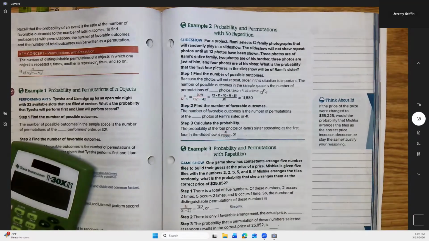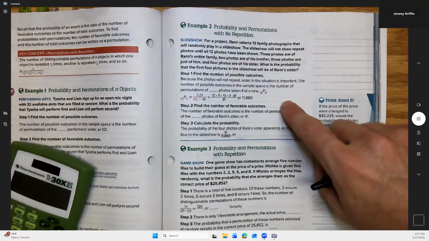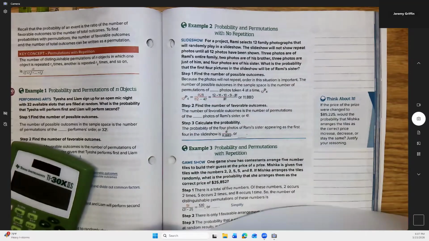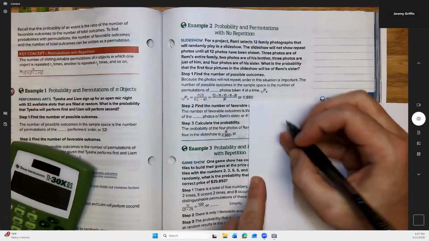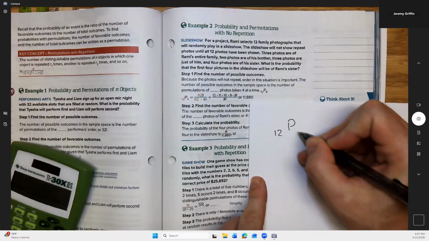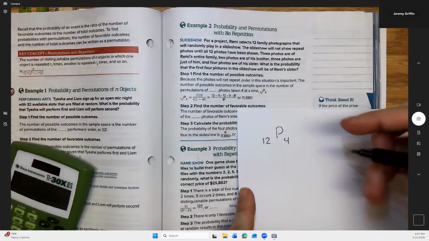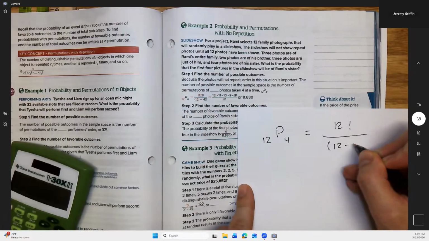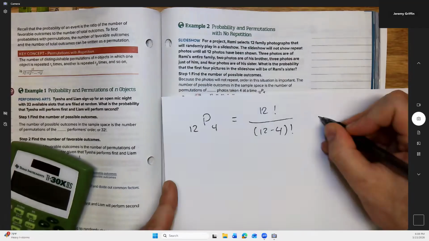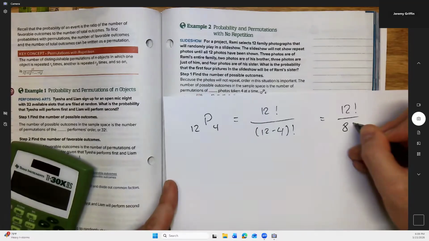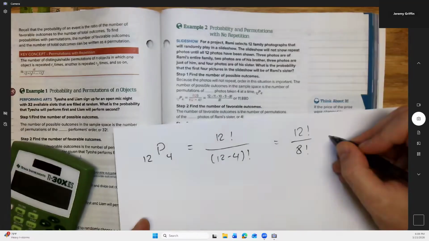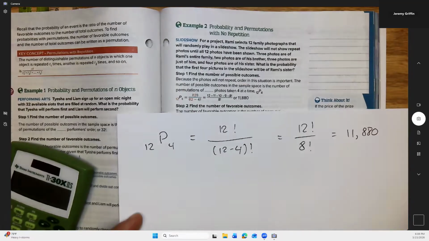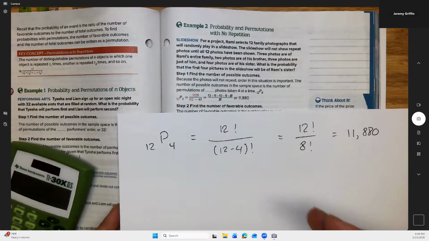I think it's kind of strange how they take you through this, because they go through permutations and expand it. But really, you can think of this as a combinations question, and I'll show you that too. First they say, if you do 12 permutations of 4, so you look for a specific order, you do 12 factorial over 12 minus 4, which is 8, factorial. So 12 factorial over 8 factorial, and that comes out to 11,880. So there's 11,880 possibilities of any 4 photographs in a specific order.